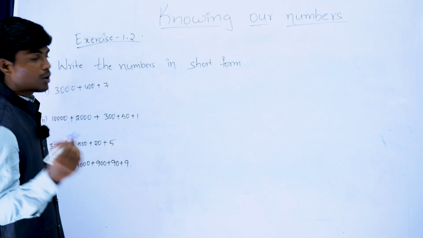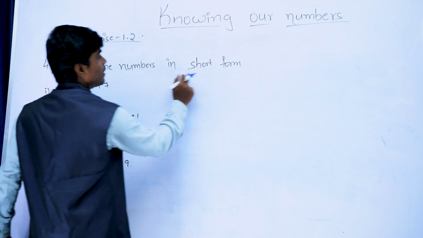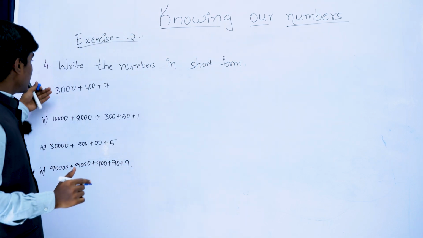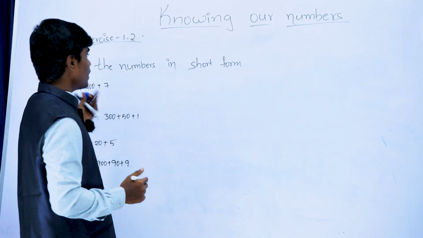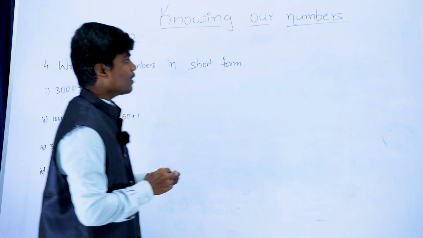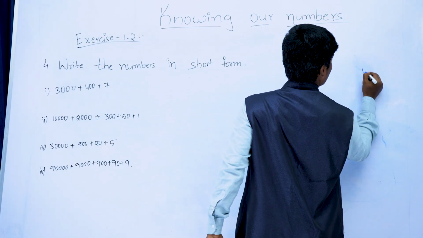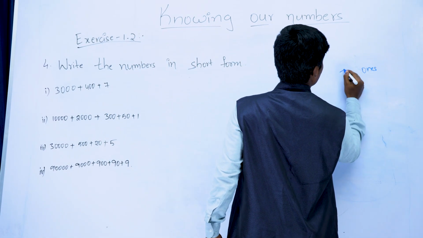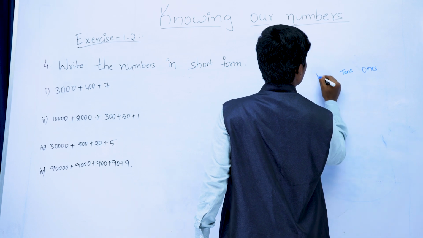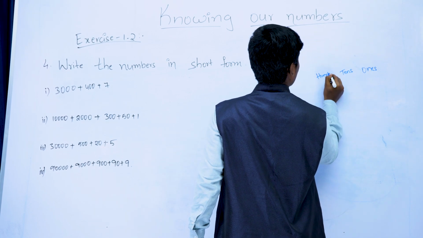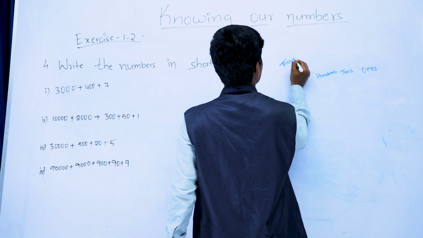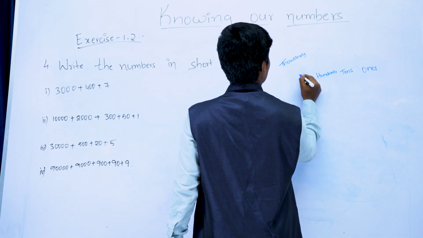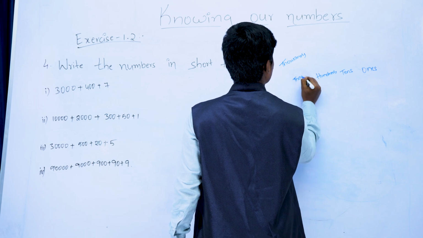Now coming to the fourth problem, write the numbers in short form. Here he gave the expanded form and wants us to write it in short form. As I told you, the place values are ones, tens, hundreds, thousands, and 10,000s.